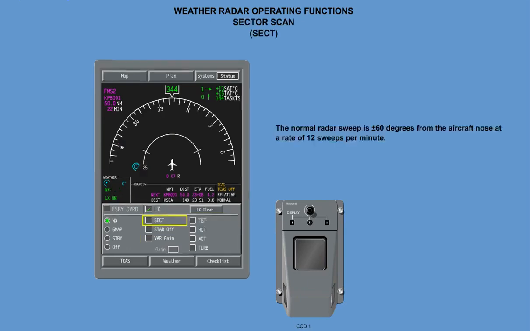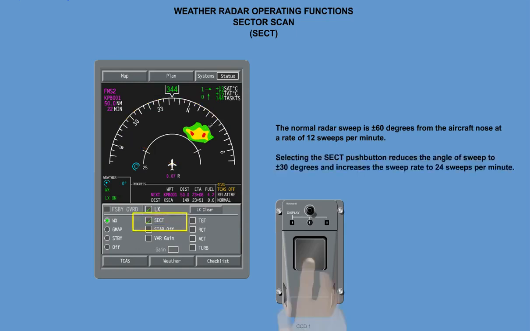The normal radar sweep is plus or minus 60 degrees from the aircraft nose at a rate of 12 sweeps per minute. Selecting the SECT push button reduces the angle of sweep to plus or minus 30 degrees and increases the sweep rate to 24 sweeps per minute.